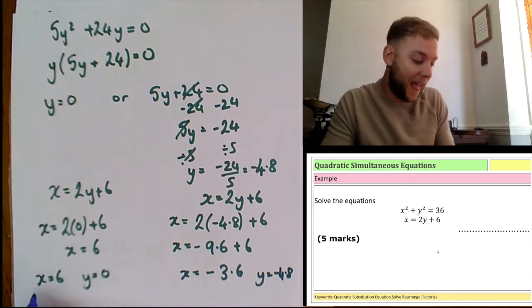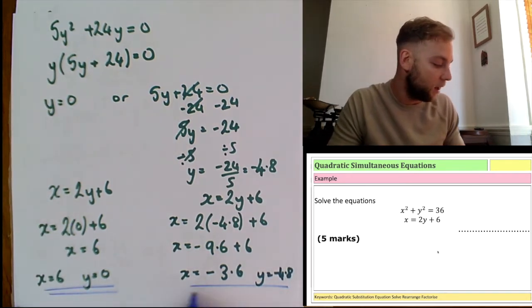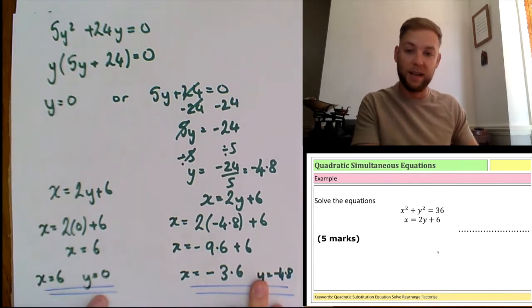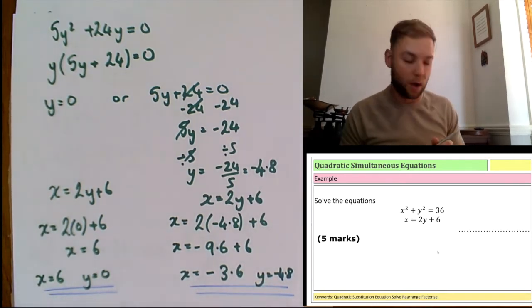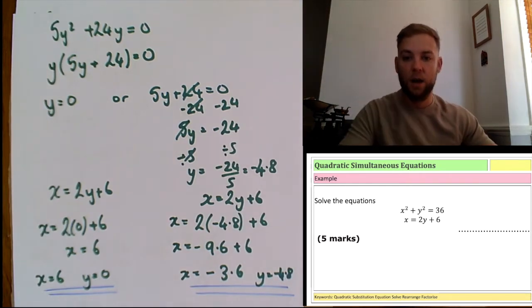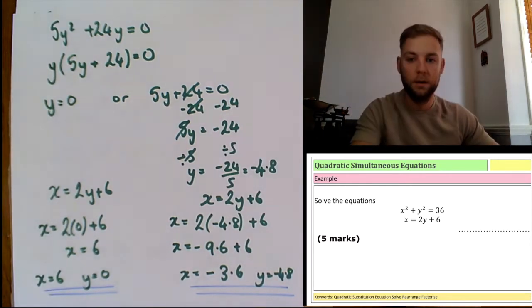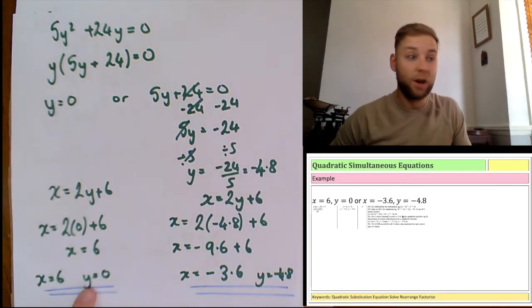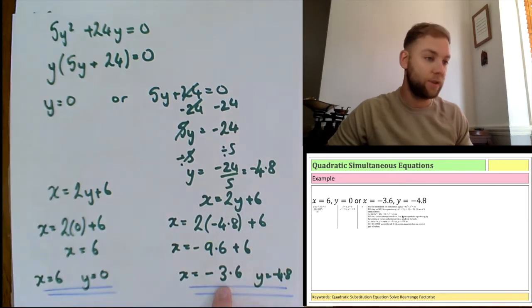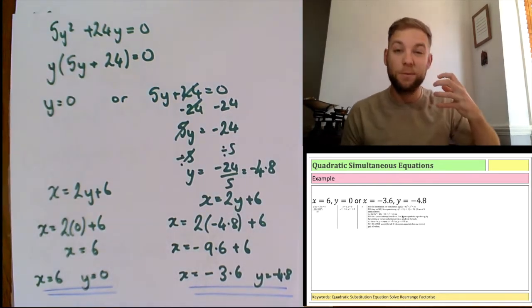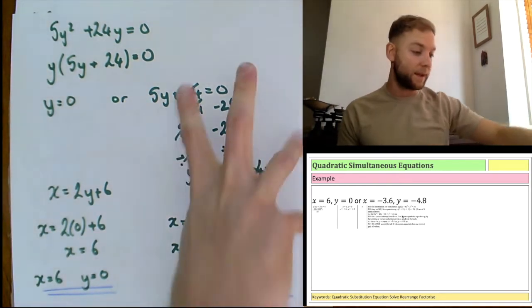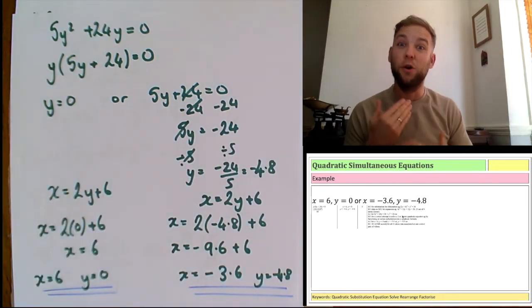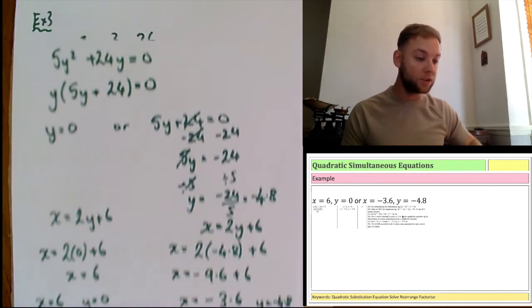Now that's worth 5 marks on the GCSE paper. This comes up towards the end of the GCSE paper. Again, remember that these are coordinates. So it's crossing at 6, 0, and it's crossing at minus 3.6, minus 4.8. So let's just check those answers. So 6, 0, super, and minus 3.6, minus 4.8. Again, I reckon this will probably come up on the non-calculator paper, so you would be expected to do all of this non-calculator method, but that's why it's worth 5 marks.